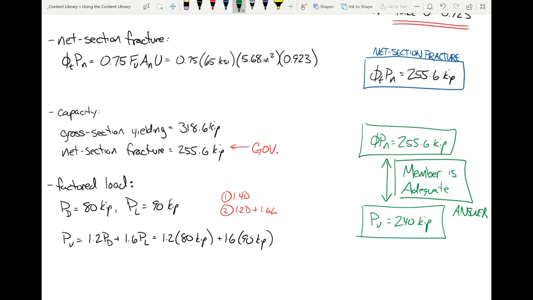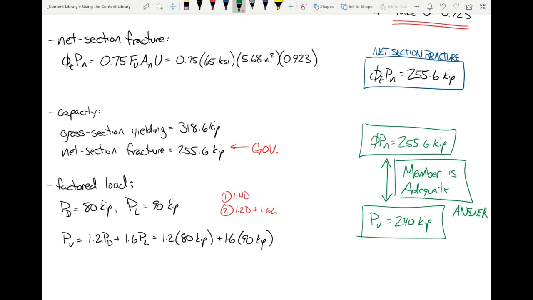That's correct. It's safe. If instead of a PU of 240 kips, we got 280, the member would not be safe. And what that would mean is that we would have to redesign the member. Instead of using a W8 by 24, we'd have to use something that's bigger because it would need to be beefier to resist the load.